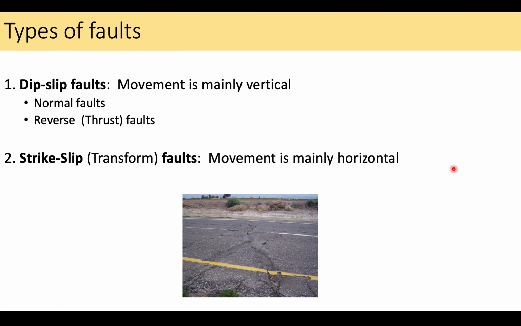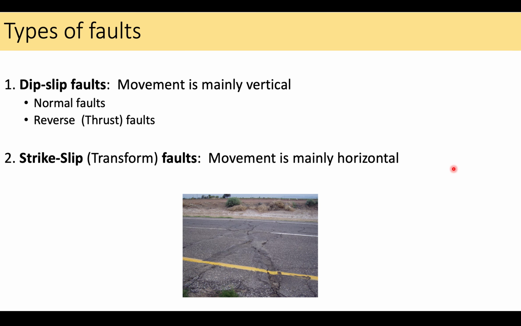So dip slip faults, the movement is mainly vertical. So dip slip faults can either be normal or what we call reverse. Strike slip faults, the movement is mainly horizontal. So this can sometimes be called a transform fault. If you ever read about that, they're talking about a strike slip fault.